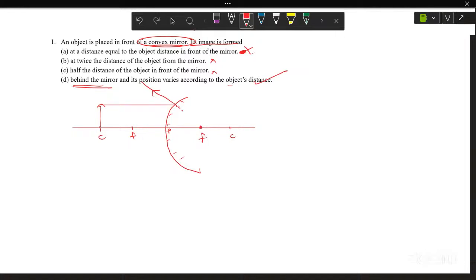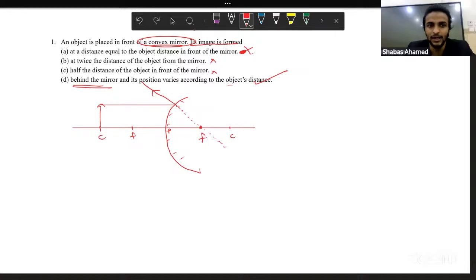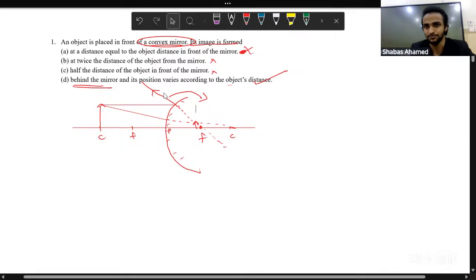Okay, so we can say a ray will be passing through this one, and similarly if a ray is passing through the center, it will retrace the same path. So it is retracing the same path, so this light ray will be coming here. So the image will be formed here or somewhere. So definitely we can say that the image will always be virtual in the case of convex mirrors. Understood? So this is the idea for the first one.